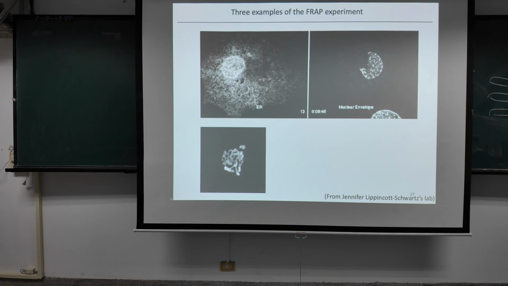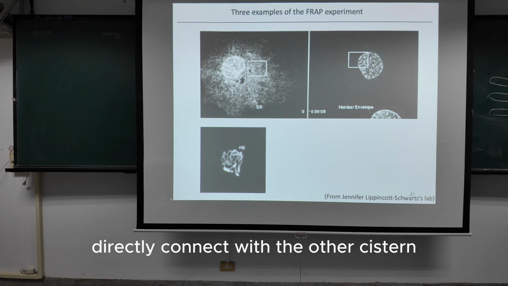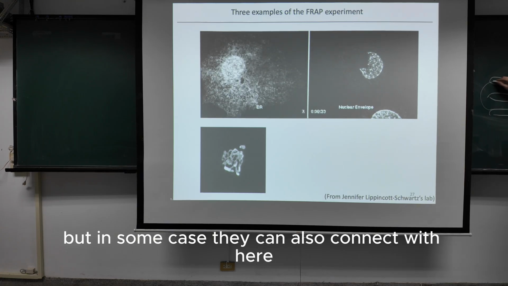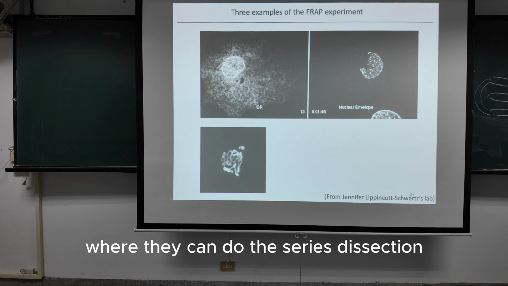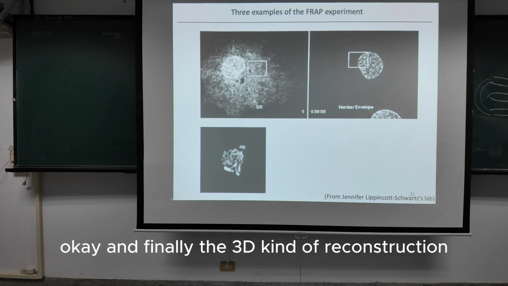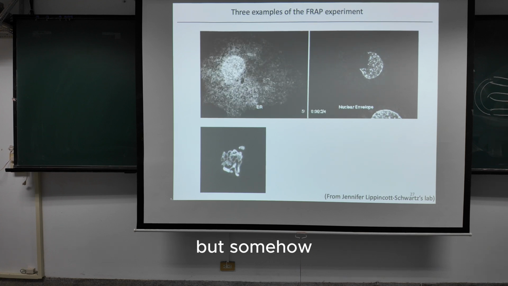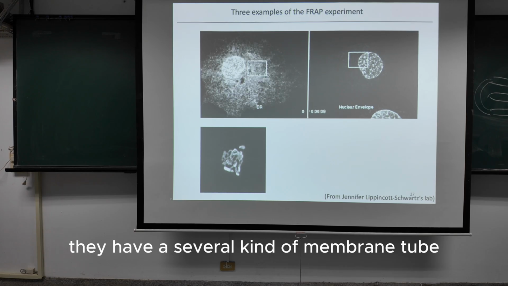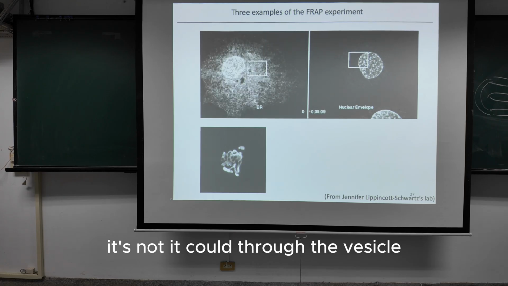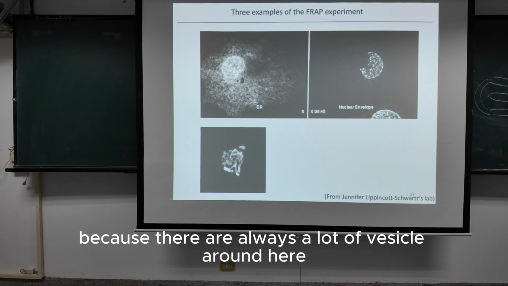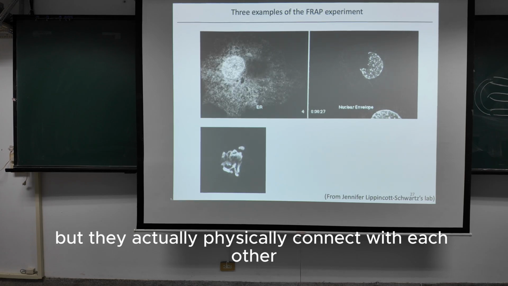So they have a membrane directly connecting with the other cisternae. But in some cases, they can also connect to here. Because now we have a better electron microscope, they can do serial sectioning, okay? And finally the 3D reconstruction shows they have really beautiful cisternae, but somehow they have several membrane tubes that connect with each other. So it's not only maturation; it could also be through vesicles, because there are always a lot of vesicles around here, right? But they actually physically connect with each other.